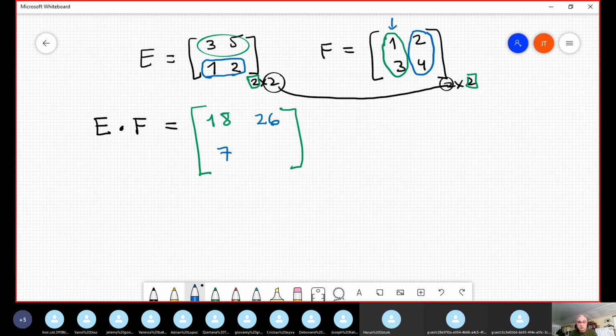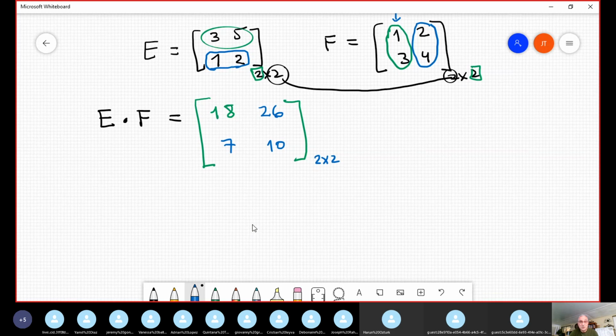Finally, 2, 2, so row 2 and column 2. Entonces, 1 times 2 is 2, and 2 times 4 is 8, 8 plus 2 is 10. And this matrix is 2 by 2. Now, surprise. Look at that.